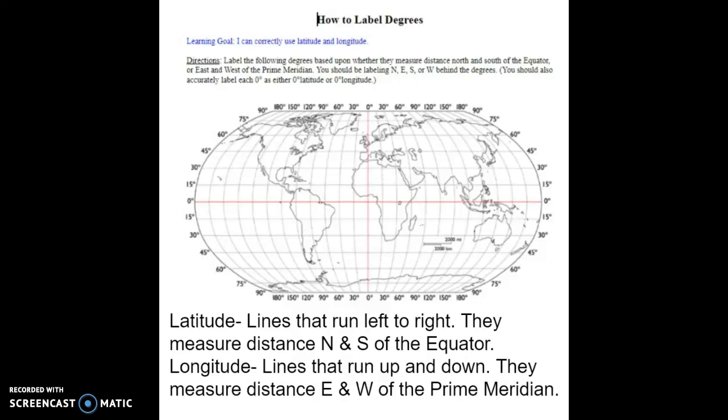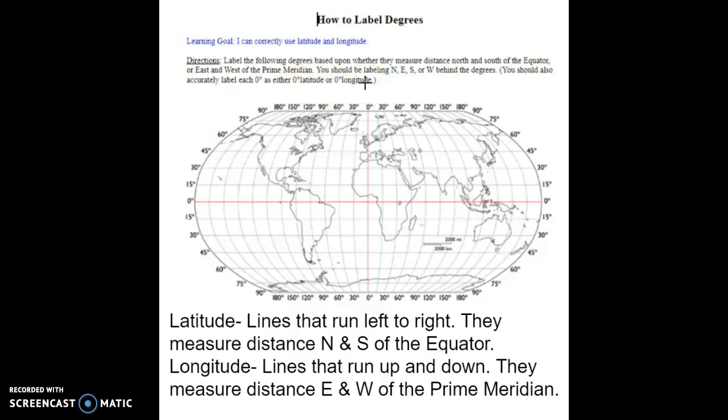This is Mrs. DeBoer, and this lesson is on how to correctly use latitude and longitude and to label the degrees on a map that we see here with north, east, south, or west, or with latitude or longitude behind the 0 degrees. So here I'm going to quickly read the directions, but what we need to do is label the following degrees based upon whether they measure distance north and south of the equator or east and west of the prime meridian. We will also be labeling north, east, south, or west behind the degrees. We should accurately label each 0 degrees as either 0 degrees latitude or 0 degrees longitude.